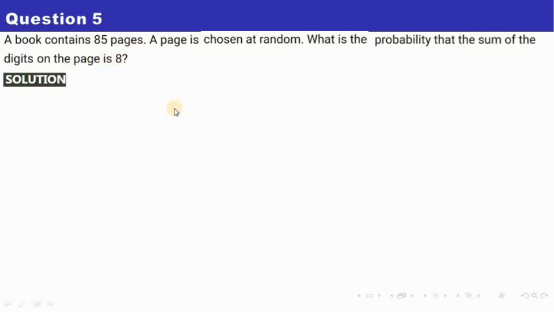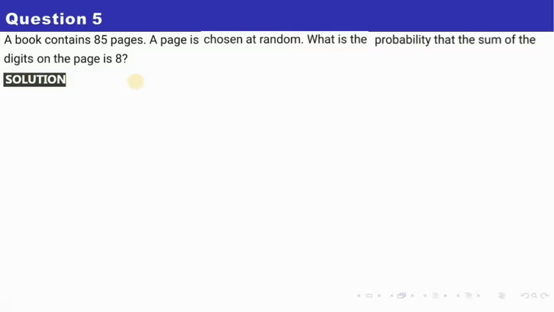Means there's a book which contains 85 pages and you're closing your eyes and choosing one page randomly. For example, if I get a page whose page number is 15, then what is the sum of the digits over there? It is 1 plus 5, which is 6, isn't it? So basically you're choosing the page and adding up the digits written on the page number, and you want to get the sum to be 8. So that is your event in this case: getting a page number whose sum of the digits is 8.